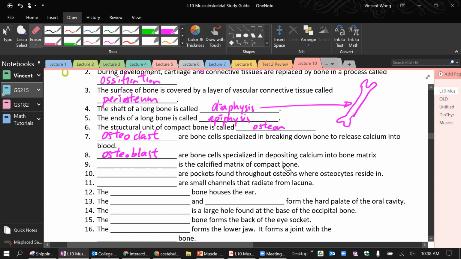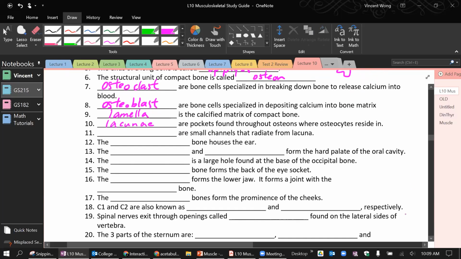Calcified matrix of compact bone, that is the lamina. Pockets found throughout the osteon, those are the lacuna. They have really weird names. This is plural, so we should add an E, lacunae. Small channels that are radiating from the lacuna, those are the canaliculi. Missing an I, canaliculi.